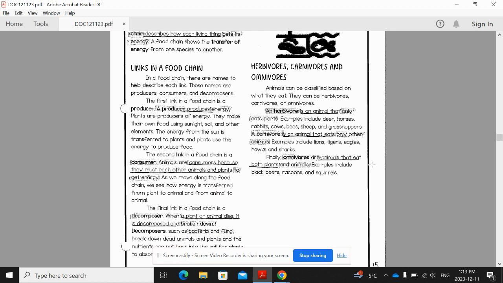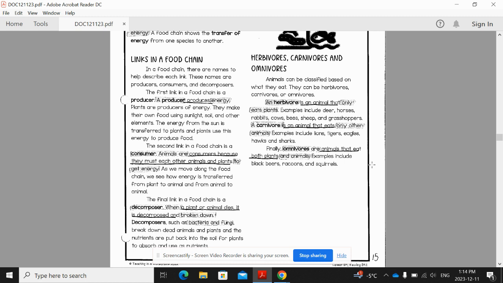The second link in a food chain is a consumer. Animals are consumers because they must eat other animals and plants to get energy. As we move along the food chain, we see how energy is transferred from plant to animal and from animal to animal. The final link in a food chain is a decomposer.